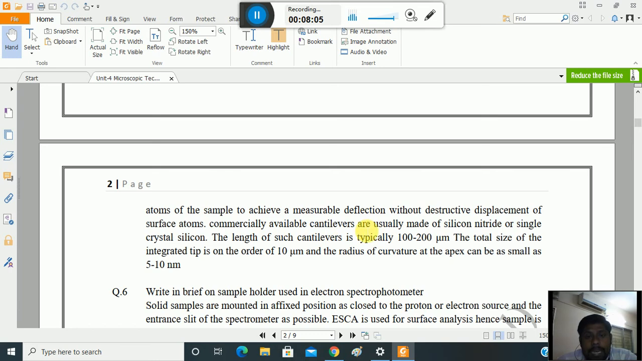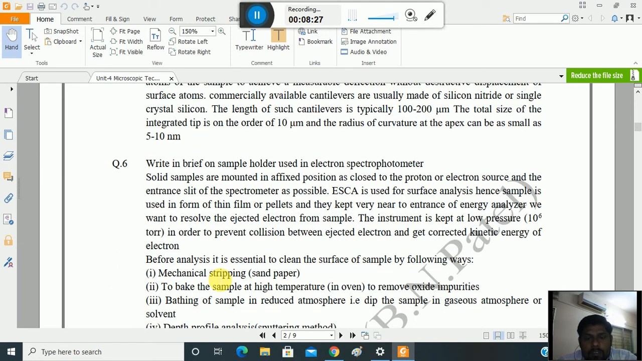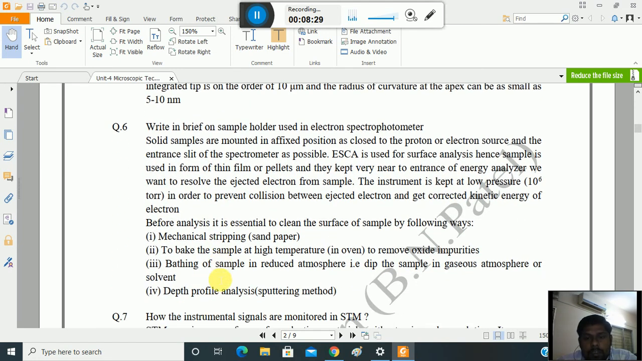Commercially available cantilevers are usually made of silicon nitride or single crystal silicon. The length of such cantilevers is typically 100 to 200 micrometers. The total size of the integrated tip is on the order of 10 micrometers, and the radius of curvature at the apex can be as small as 5 to 10 nanometers. So that is all about the cantilever tip used in AFM.